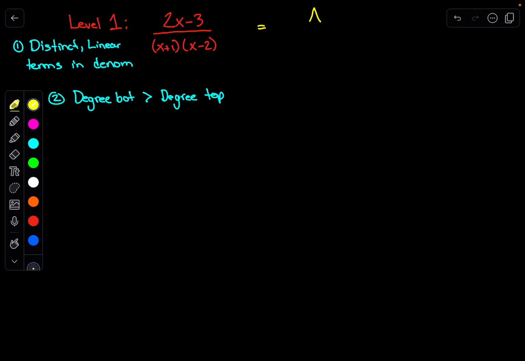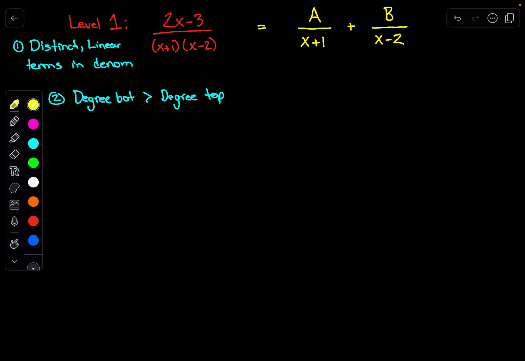I claim that if this is the case, then intuitively it makes sense based on the ideas I presented before, that maybe we can split this up in the following way. And the only real question is to figure out, what are A and B, right? What is our A and our B term here? And how do we go about doing that?